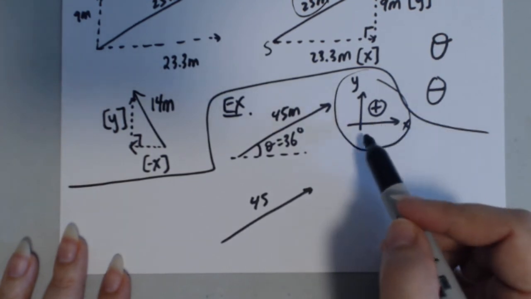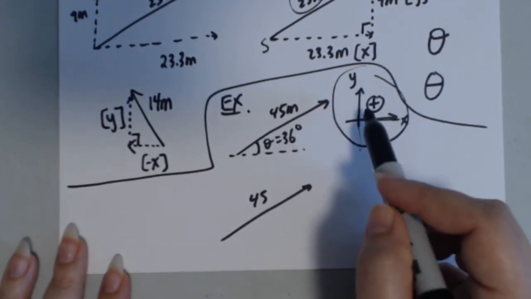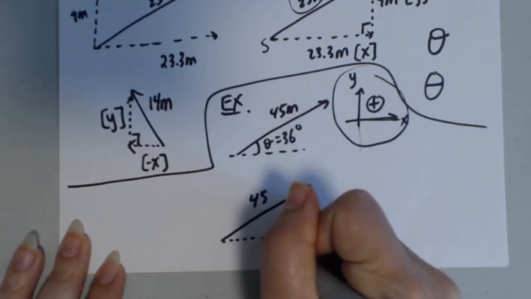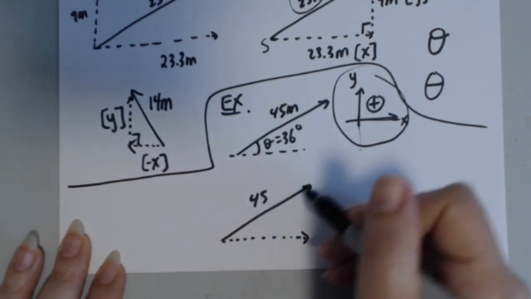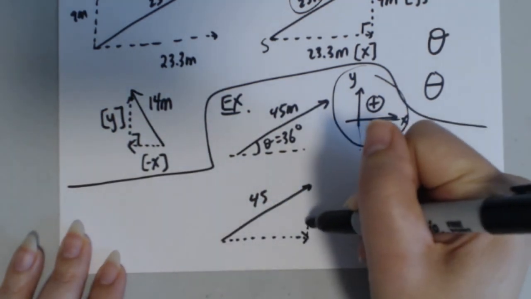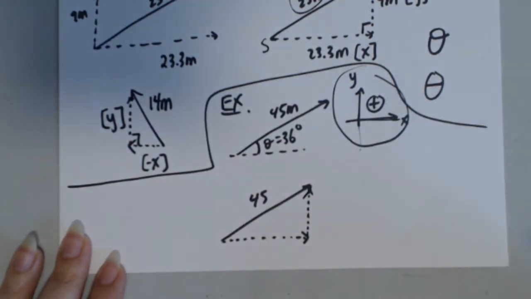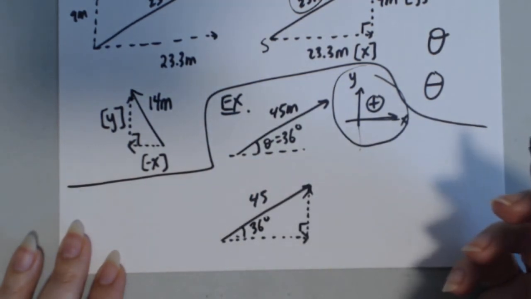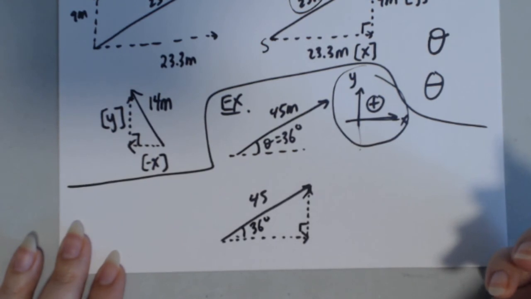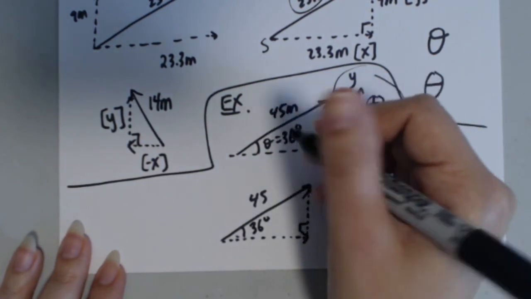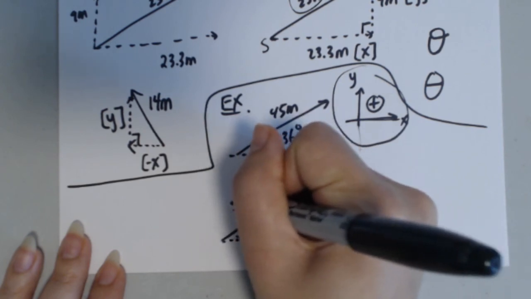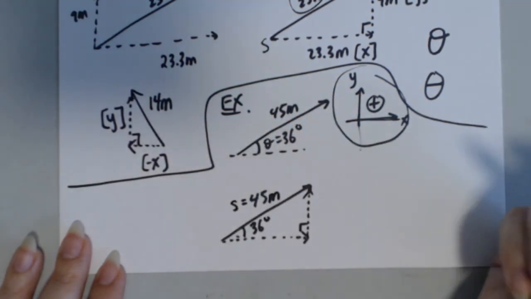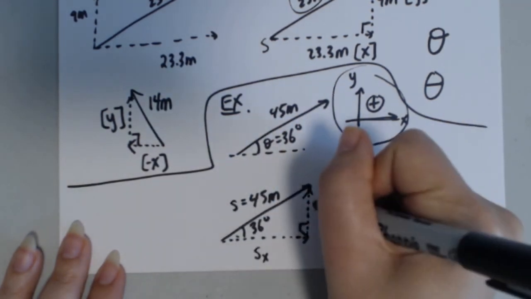All right, so I have to break it down into a component that's horizontal and vertical, x and y. So here's my x component, right? It can't go past the tip. And my y component is perpendicular to it, and it meets it at the tip. I know this angle is 36 degrees. Let's give this vector a name. Since they're walking 45 meters, that's a displacement. So let's call this s. S is 45 meters. So this is going to be s sub x, and this is going to be s sub y.